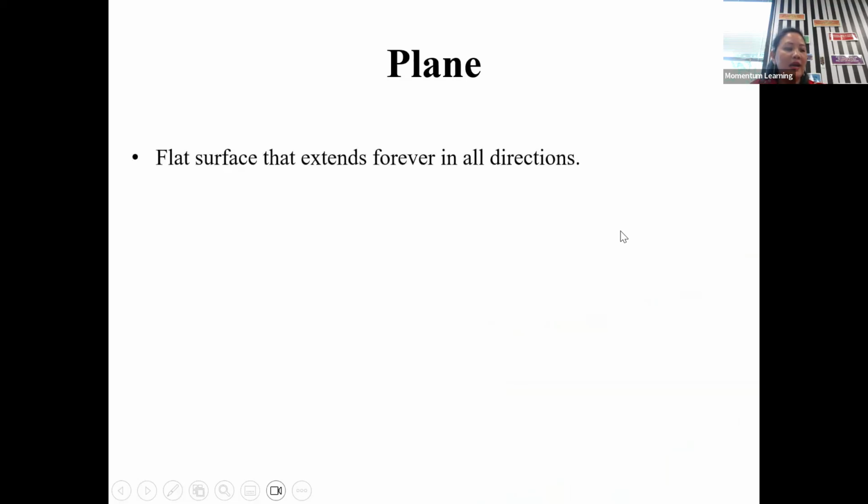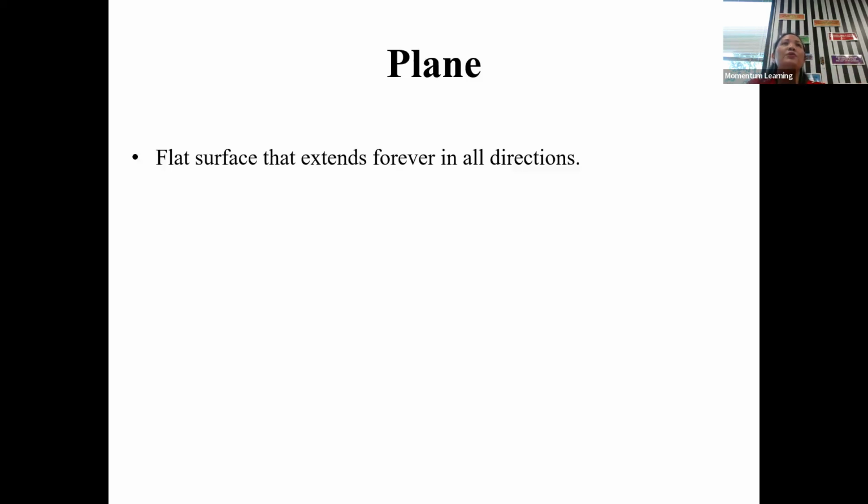So the next thing we're looking at is, what is a plane? This is the last undefined term. A plane, by definition, is a flat surface that extends forever in all directions. So any two-dimensional figure that you see is flat is basically a plane. Examples of a plane could be a desk, a wall, or anything that you can feel is a flat surface.